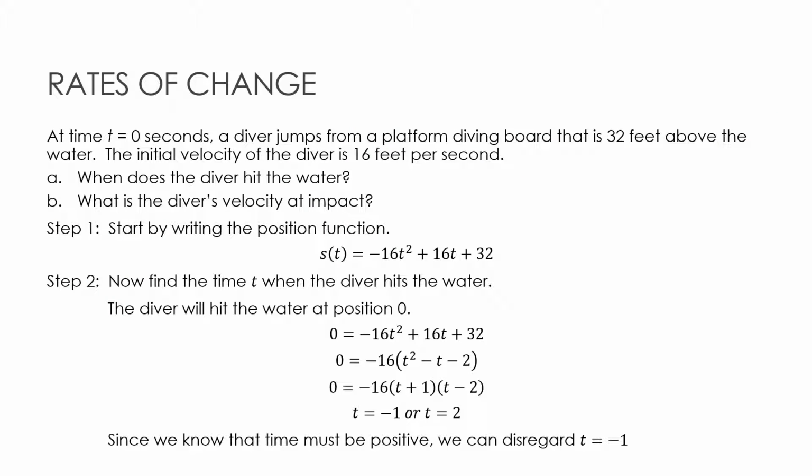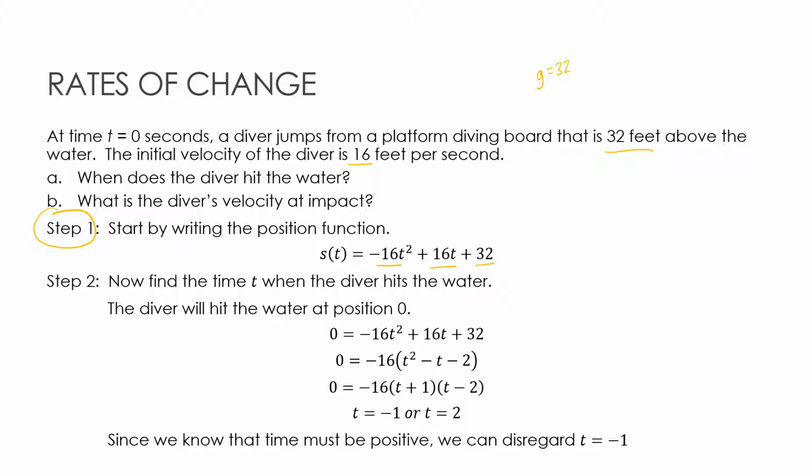So the first one is we want to find out when the diver hits the water, but the very first thing I have to do is find the position function. So I'm using the information that I came up with before. Remember, we said g was 32 feet per second squared, so I took negative 1/2 times that to get negative 16. The initial velocity was 16, so it's plus 16t, and 32 feet above the water, so plus 32. So I have to start with that.